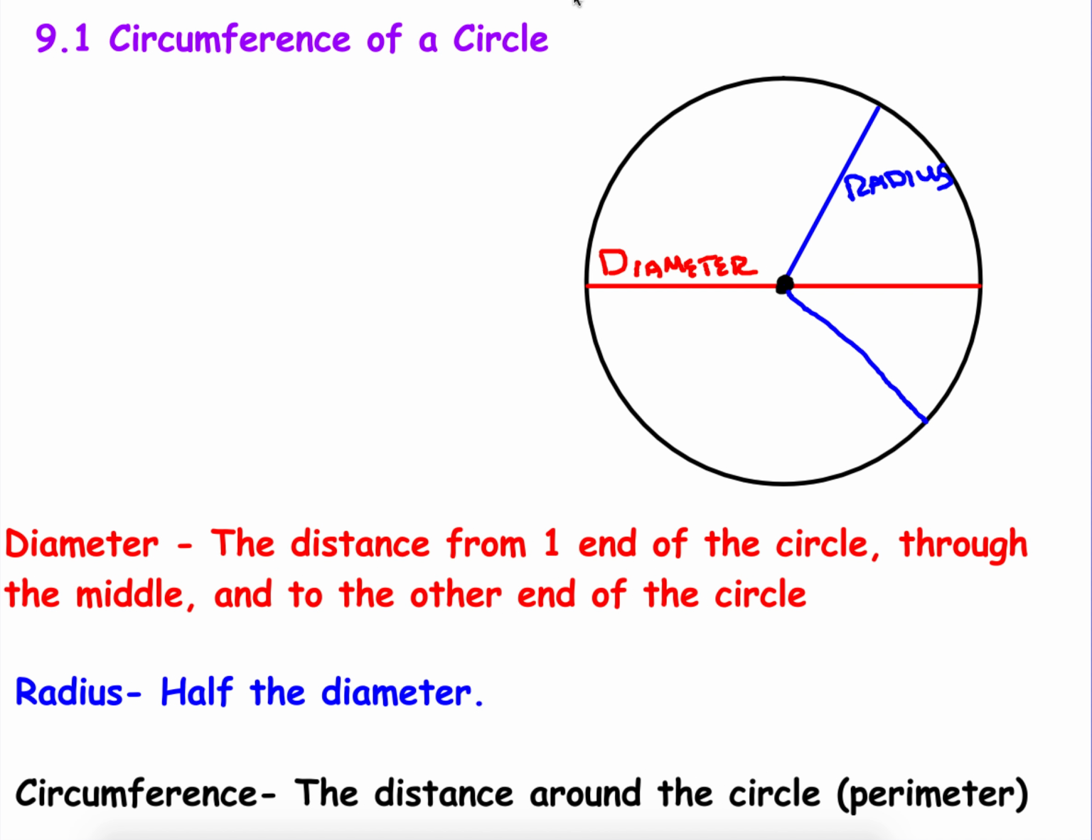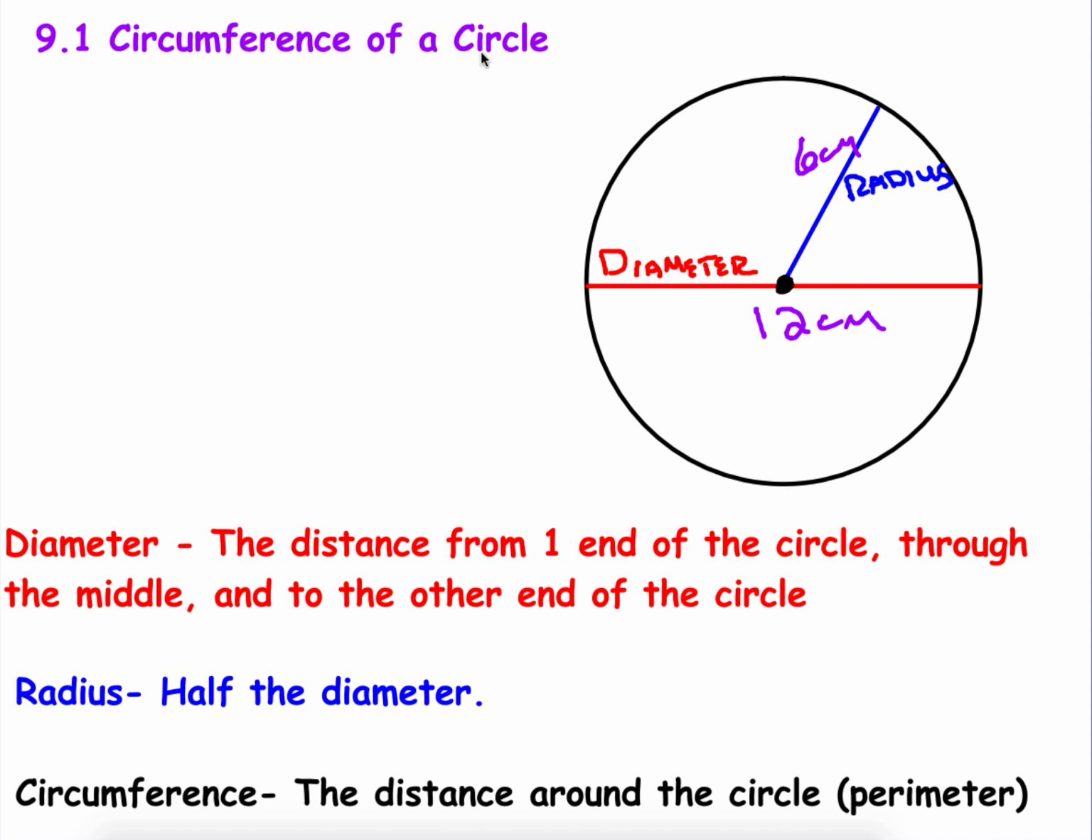All right, now let's talk about circumference. That's what we're really focused on today. We use the radius and the diameter to find the circumference. The big thing about the radius, again, is that the radius is half of the diameter. So if I'm given a diameter of 12 centimeters, then I know the radius would have to be 6 centimeters because that's half of it.